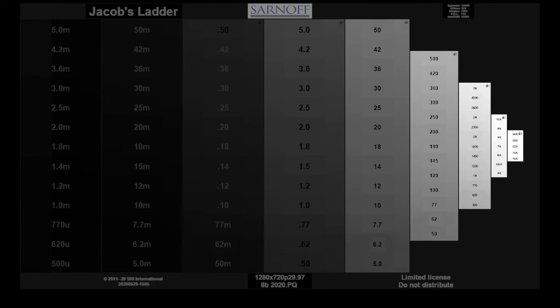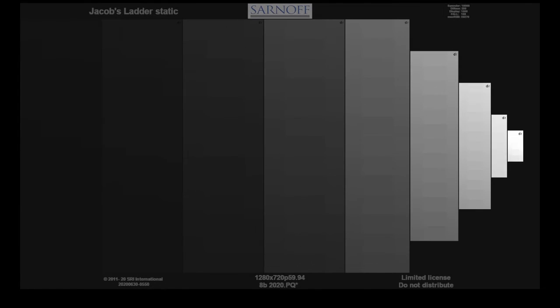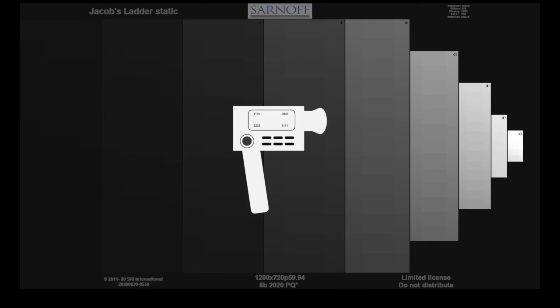The non-static version has a moving step rising in each stair step. It darkens each step in turn by 1 average step change. The static version has no labeling, which makes it easier to measure levels directly off a display with a spot meter.